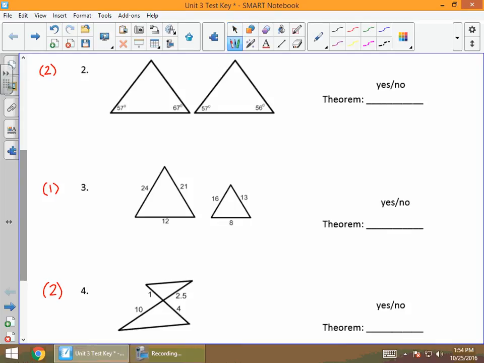So number 2, the first thing I'm going to do, I take a look at the triangles. I'm missing an angle. That top angle up here is unknown. So I'll find that because I have 180 degrees in a triangle. So I'll subtract 57, then I'll subtract 67, and I will find out that I have 56 degrees left. So that is 56 degrees. Once I know that, now I can take a look at the 2 triangles. I see that they both have a 56. They both have a 57. So this is a yes because of the angle similarity.